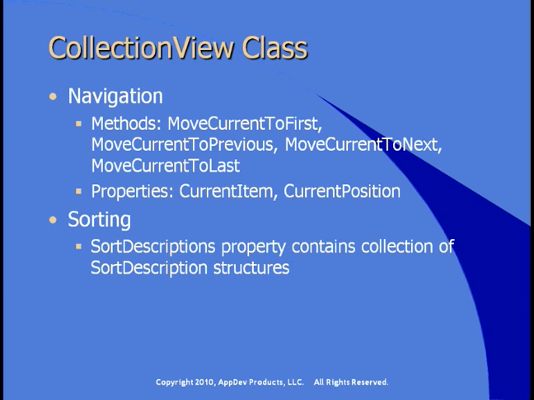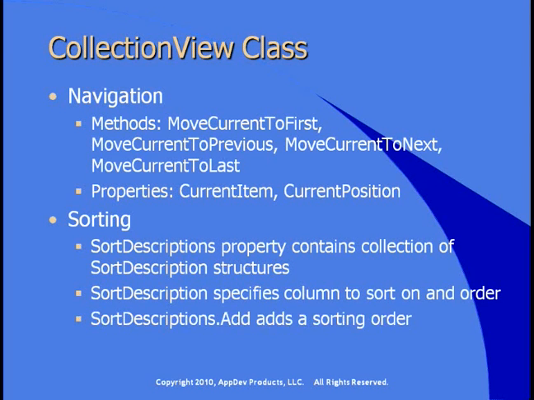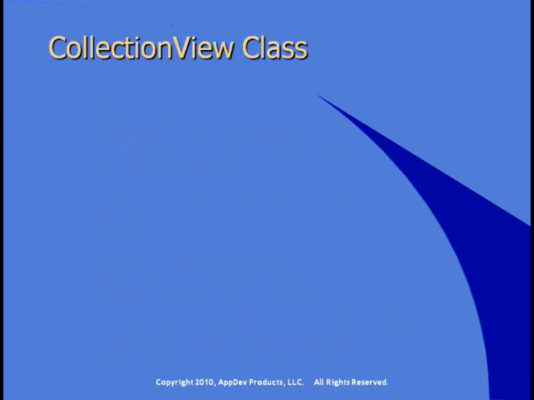If you want to do sorting, then you use the SortDescriptions property of the CollectionView class, and this contains a collection of SortDescription structures. And that structure specifies the column to sort on and the order. You can add a sorting order by calling the Add method of the SortDescriptions property. You can sort by more than one thing, so region and city, country and company name, and then to clear a sort, you just call the Clear method of SortDescriptions.